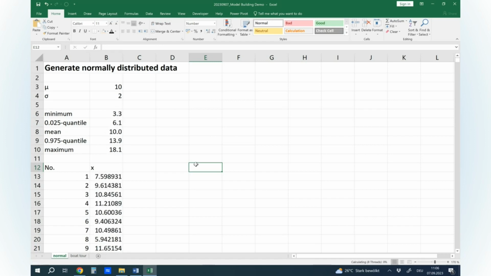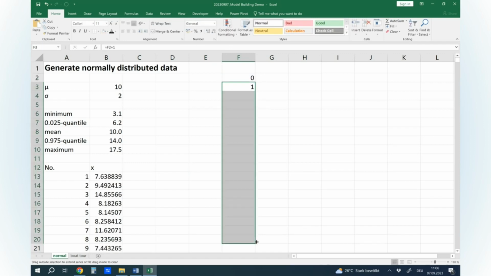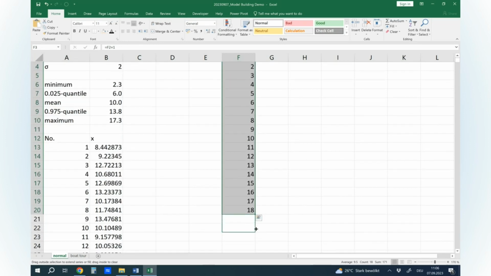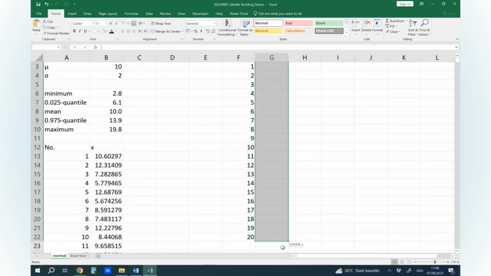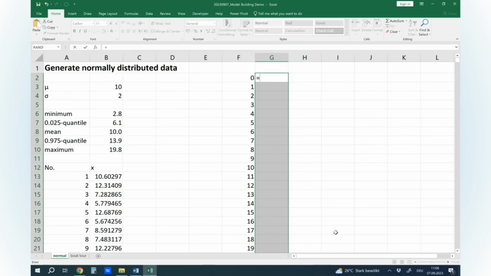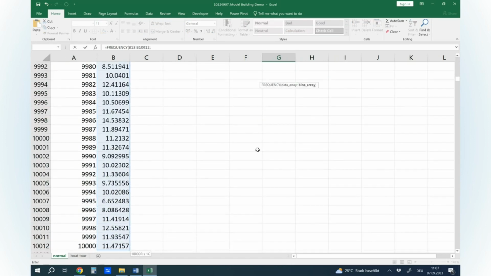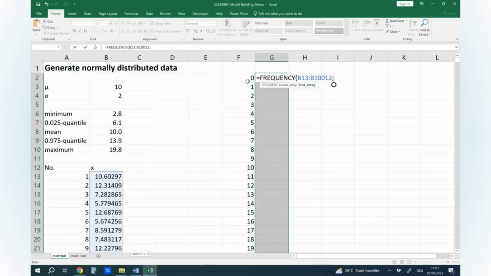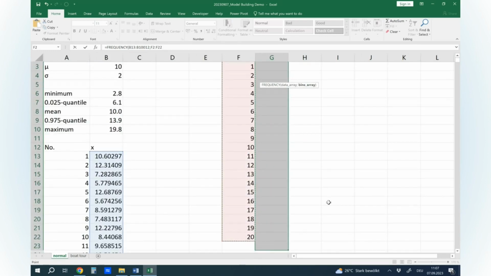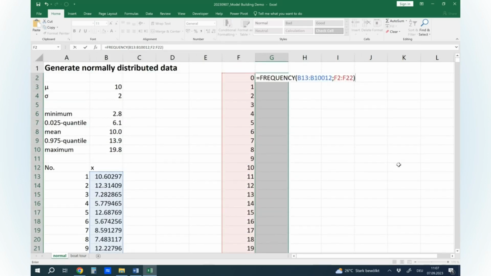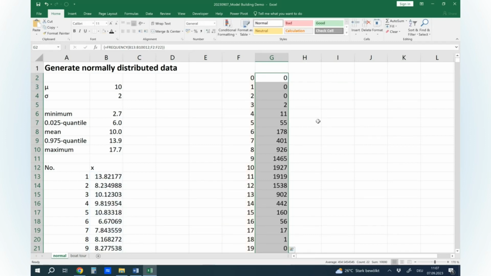Let's also take a look at the distribution. Other than for the binomial distribution, which has discrete values, the normal distribution is continuous. Therefore, I need to define class boundaries. I'm using increments of 1, and instead of COUNTIF, I need to use an array function, which is frequency. And we find that our data looks normally distributed.